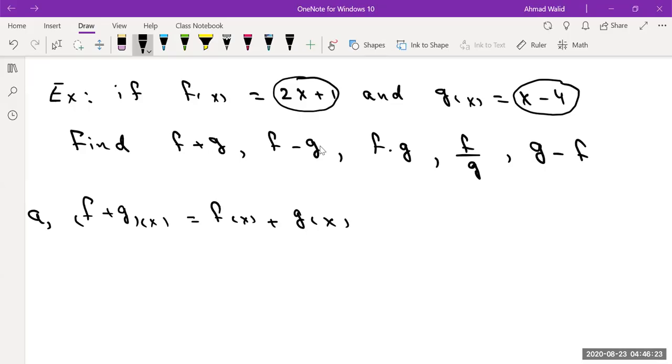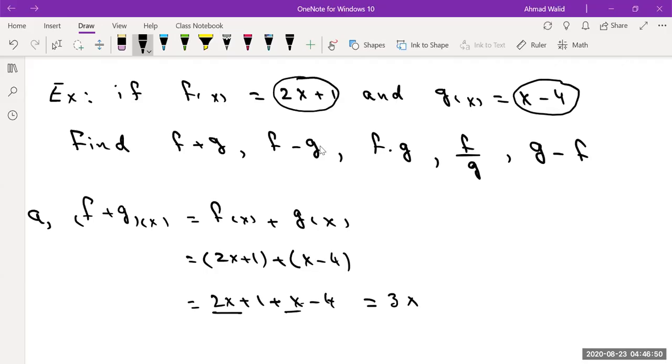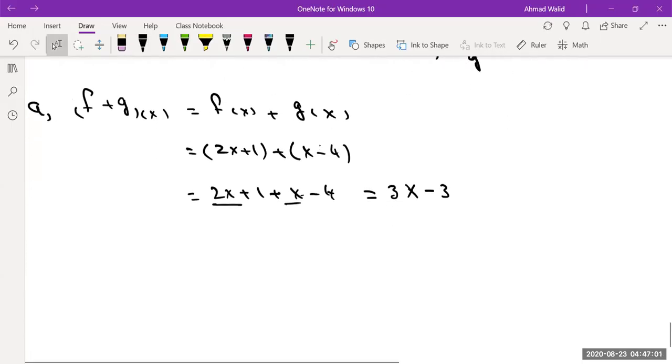Just replace their values. How much is f of x? F of x is 2x plus 1. Plus g of x. How much is g of x? x minus 4. Then 2x plus 1 plus x minus 4, which gives you what? 2x plus x, combine like terms, gives you 3x. Positive 1, negative 4 gives you negative 3. 3x minus 3 is f plus g of x.